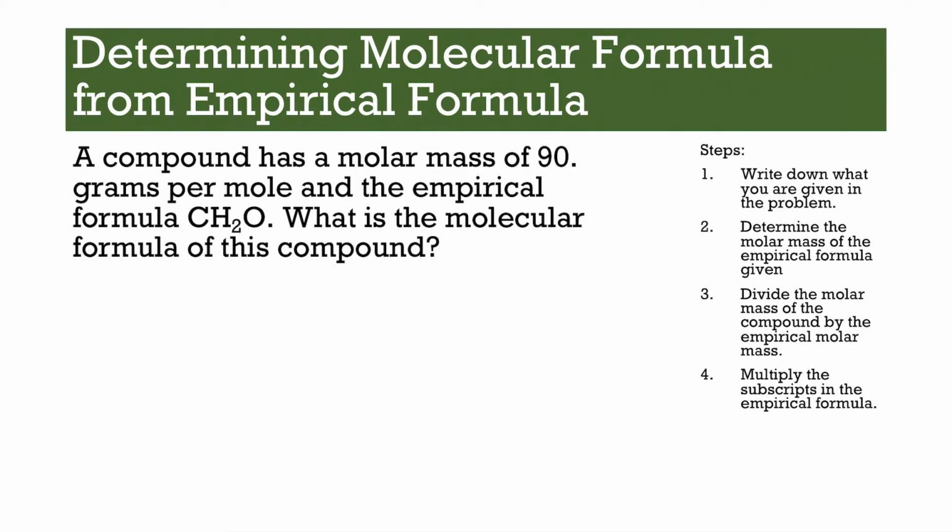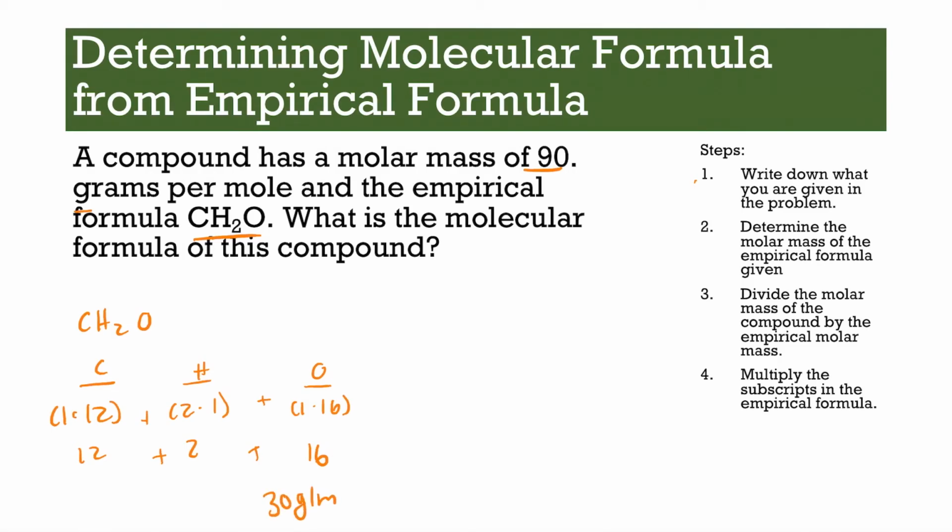Lastly, last question we'll do together is what compound has a molar mass of 90 grams per mole and the empirical formula CH2O. What is the molecular formula? So, we're given this, we're given that. Step 2 is to find the molar mass of this. C, we got one of them, it's 12. H, we got two of those, it's 1. O, we got one of them, 16. 12 plus 2 plus 16 is 30 grams per mole.